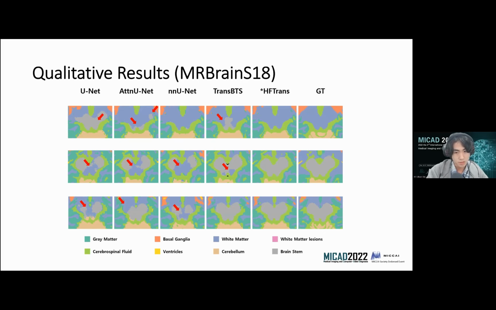TransBTS makes better results than the CNN networks, but shows mispredictions of undersegmentation or oversegmentation. Our hybrid fusion network shows perfect prediction with detailed boundaries in brainstem segmentation. It is evidence that hybrid fusion can understand the global context well.